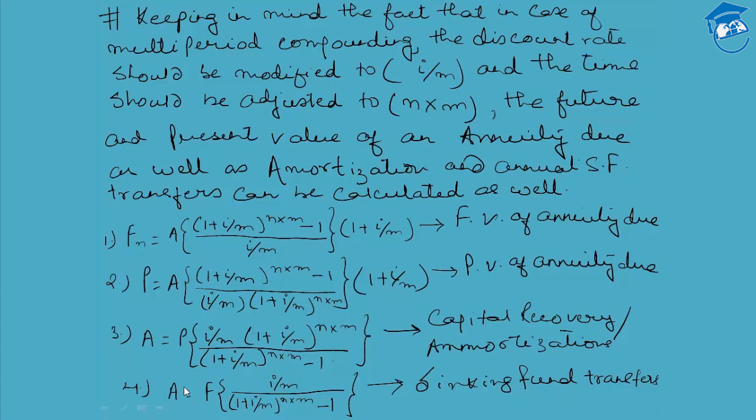So the formula for your sinking fund transfers is A equal to F, where F refers to the future value of the loan, within curly brackets, i upon m by 1 plus i upon m to the power n into m, minus 1, curly brackets close. So students, the entire formula remains the same, with the only exception that i has been replaced by i upon m, and in the denominator also, within the small bracket, the exponent is n into m, minus 1, which shall help us in determining the annual amount that needs to be transferred to the sinking fund.